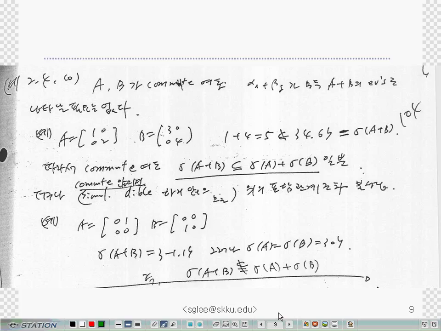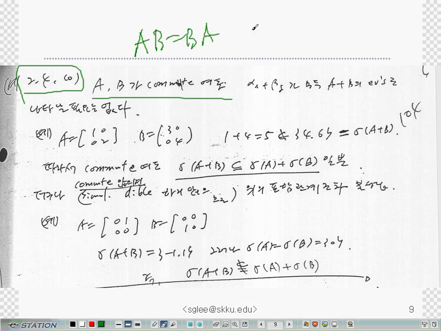Next. These are all the implications of Schur's theorem. Another important remark. Let's say A and B commute. Then alpha i plus beta j should be an eigenvalue of A plus B.